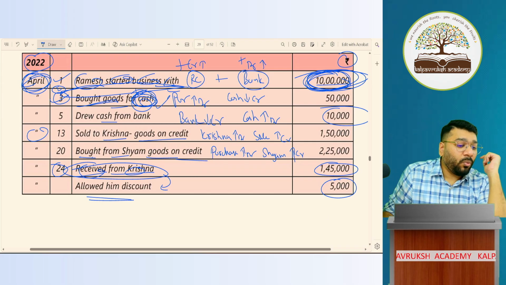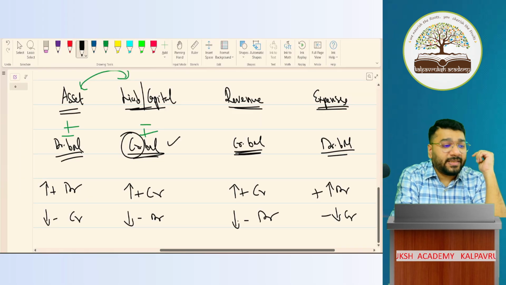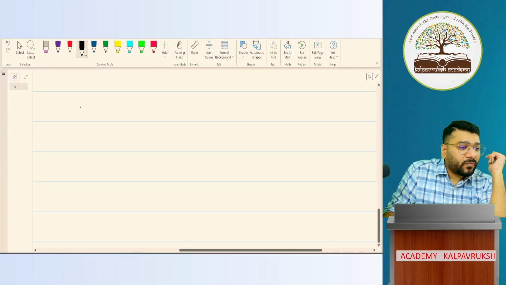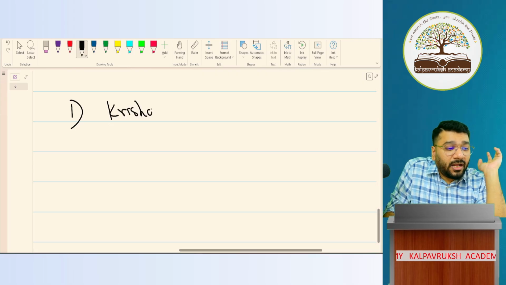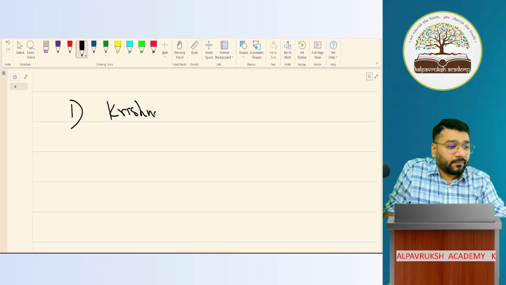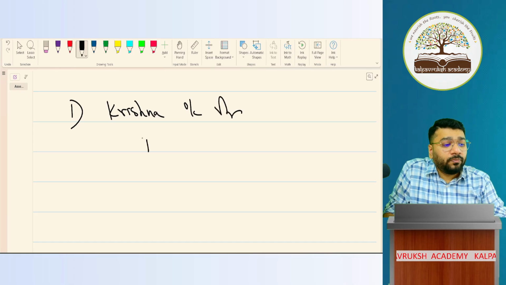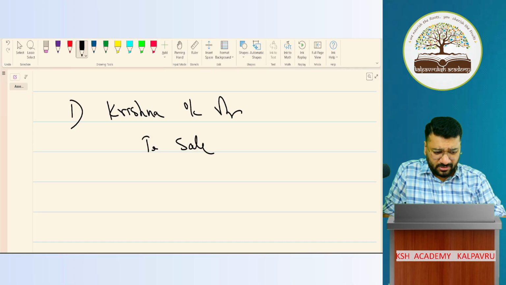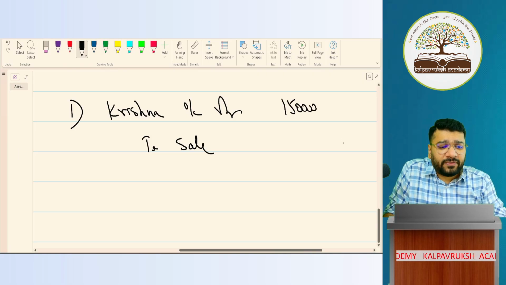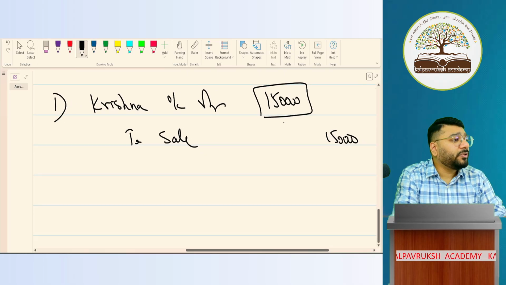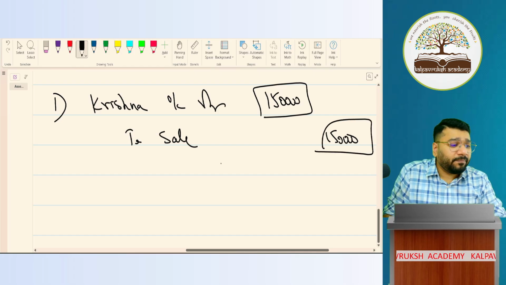What journal entry did you pass at the time of credit sale? Krishna account debit to sale. How much is the amount of sale? 1,50,000 rupees. Your receivable: you're yet to receive it, and this 150 is your income.